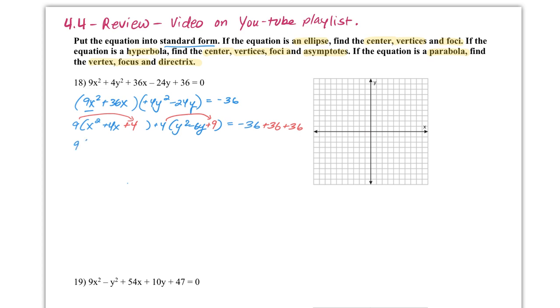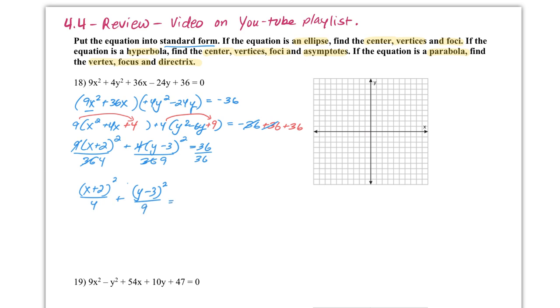So now I've got 9 times x plus 2 squared plus 4 times y minus 3 squared equals, these two cancel, leaving me with 36. Last step, remember that it has to equal 1. So I'm going to have to divide every fraction by 36. That's going to leave me with x plus 2 squared over 4 plus y minus 3 squared over 9 equals 1. Okay, and so there's my equation.